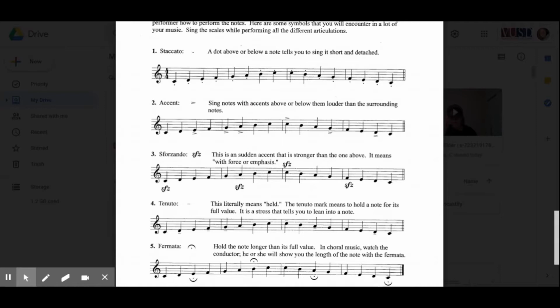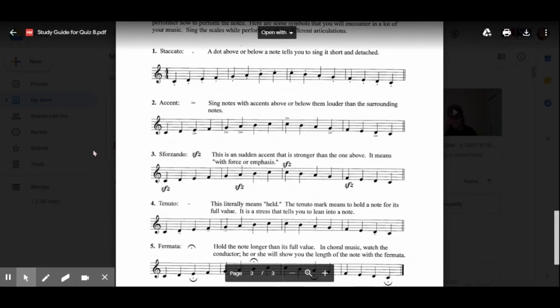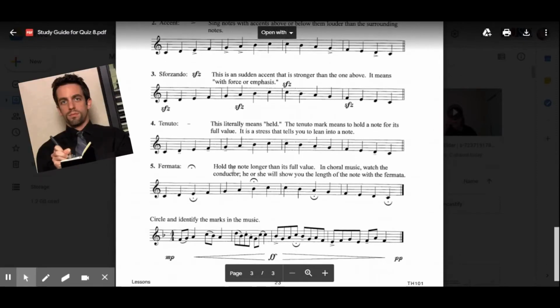And the next one is forzando, and the little symbol is sfz. This is a sudden accent that is stronger than the one above. It means with force or emphasis.